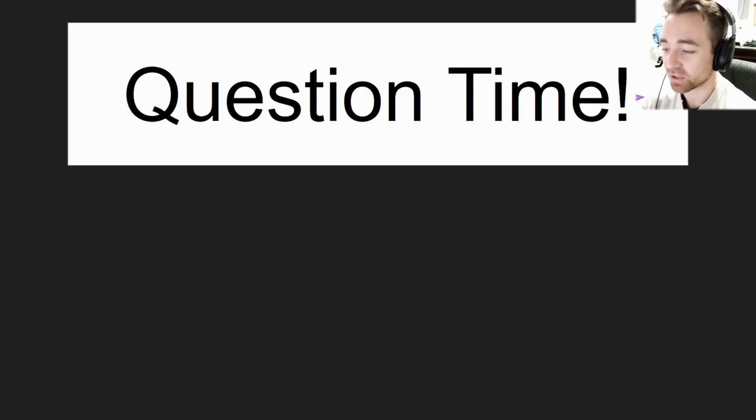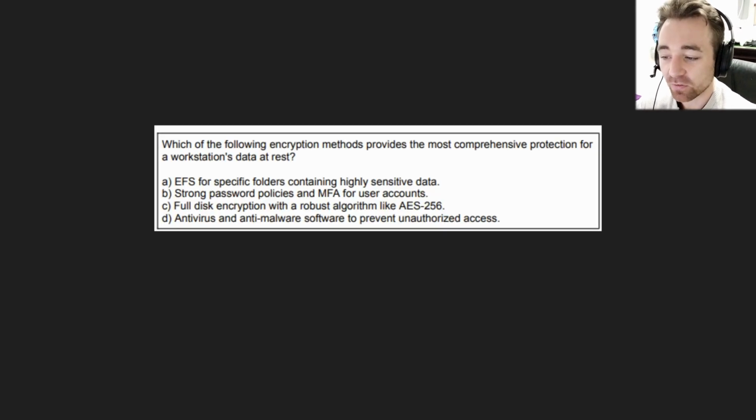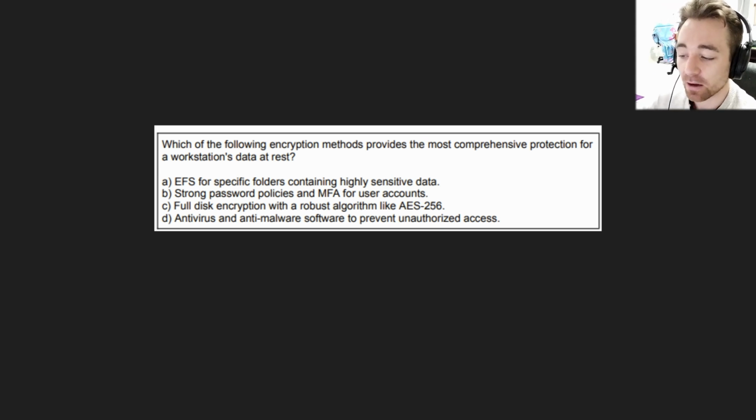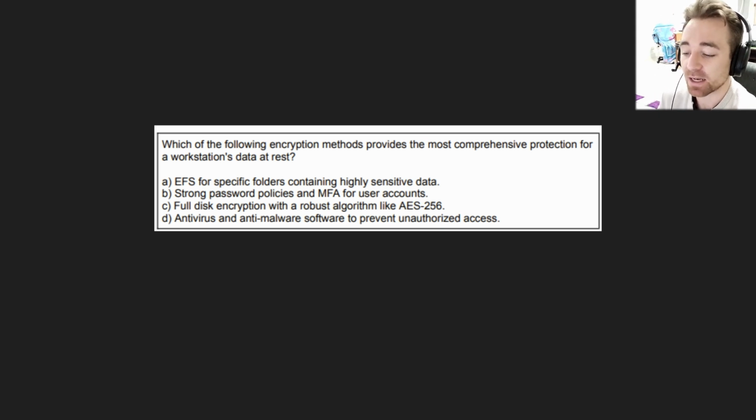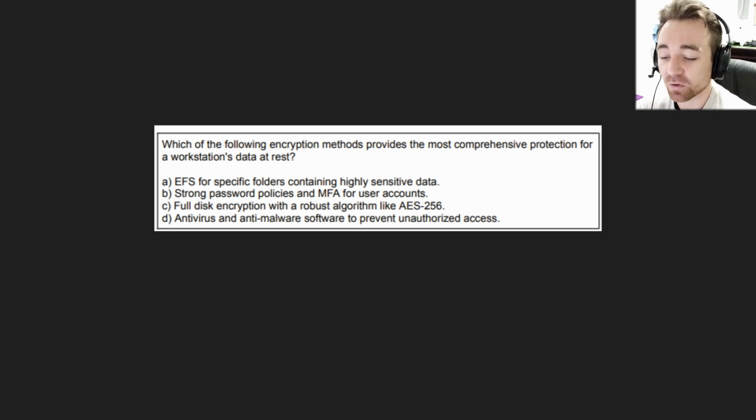All right, let's get into some questions. The first question reads, which of the following encryption methods provides the most comprehensive protection for a workstation's data at rest? A, EFS for specific folders containing highly sensitive data. B, strong password policies and MFA for user accounts. C, full disk encryption with a robust algorithm like AES 256. Or D, antivirus and anti-malware software to prevent unauthorized access.